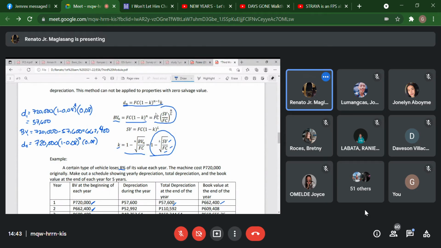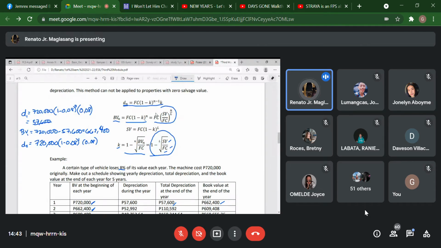Okay, so this is wrong. So this should be 1.82. Okay, so this should be to the zero. Because we are in the first year, it should be 1 minus 1, so it should be to the zero to get this one.